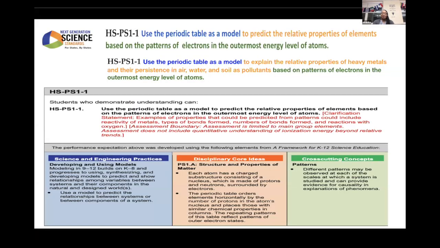And so to further push myself into the social justice science issue arena, of course, I'm working with the Next Generation Science Standards. The standard for this lesson that I'm sharing today is called High School Physical Science 1-1: using the periodic table as a model to predict the relative properties of elements based on the patterns of electrons in the outermost energy level of atoms. One of my friends suggested that if we're going to do the social justice science issues, maybe we can modify the performance expectation so that we can put it inside of that. And so I modified it. As you can see here, I put in that we're going to be looking at heavy metals and their persistence in the air, water, and soil as pollutants. And so bringing the social justice science issue together with the NGSS has been really helpful.